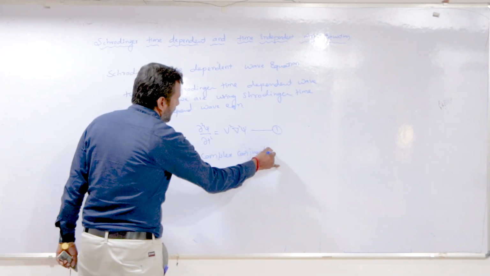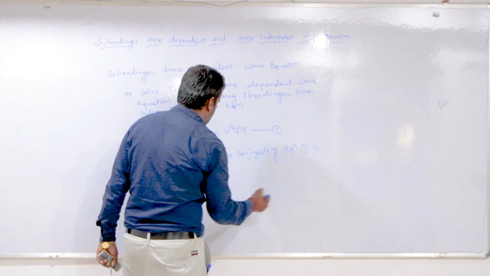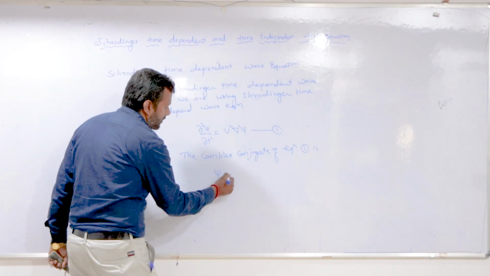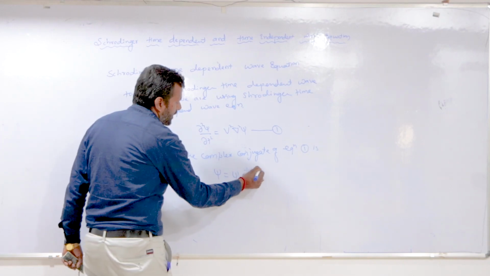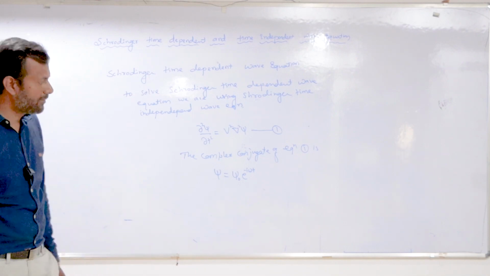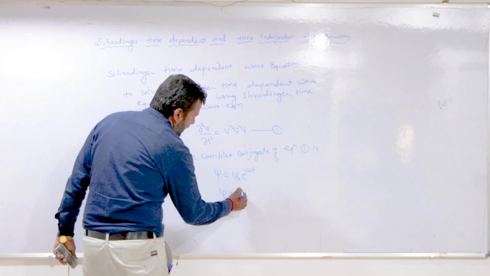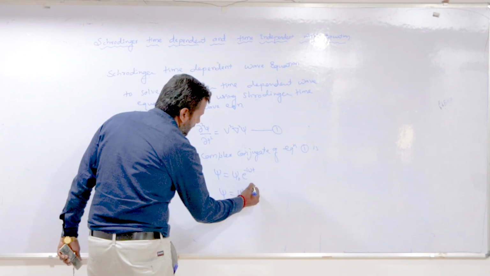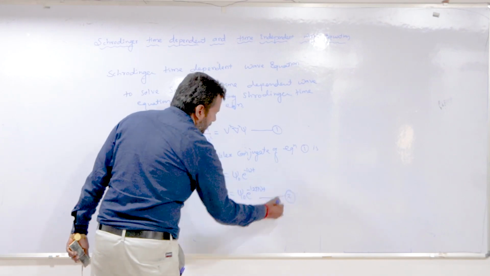The solution of equation 1 we can write as psi equals psi naught e to the power of minus i omega t. Omega is angular velocity, which can be replaced with 2 pi nu, so psi equals psi naught e to the power of minus i 2 pi nu t. We make this equation number 2.